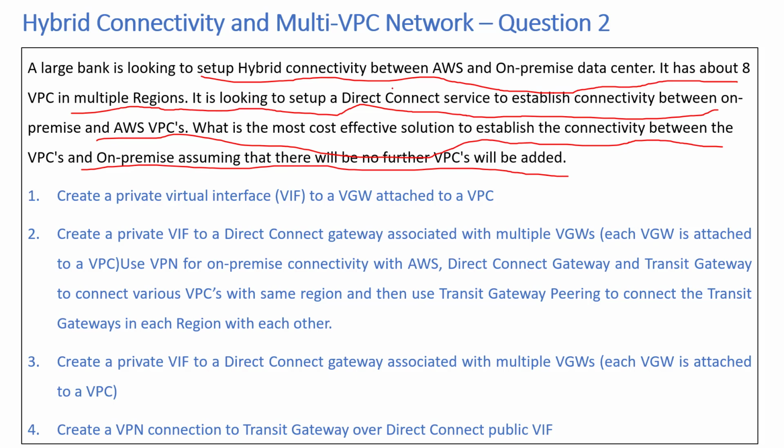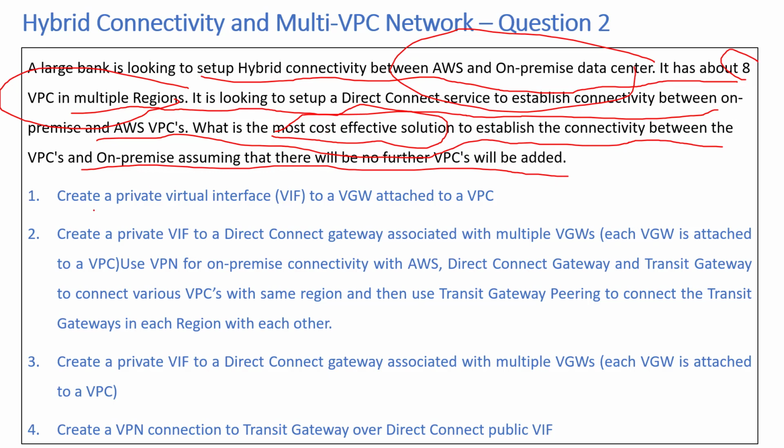So they are setting up a hybrid connectivity between AWS and on-premise data center. Interesting thing is that it has 8 VPCs in multiple regions. So this is the key requirement here. And there will be no further VPCs added. So what is the most cost-effective solution that can enable this connectivity using the Direct Connect?